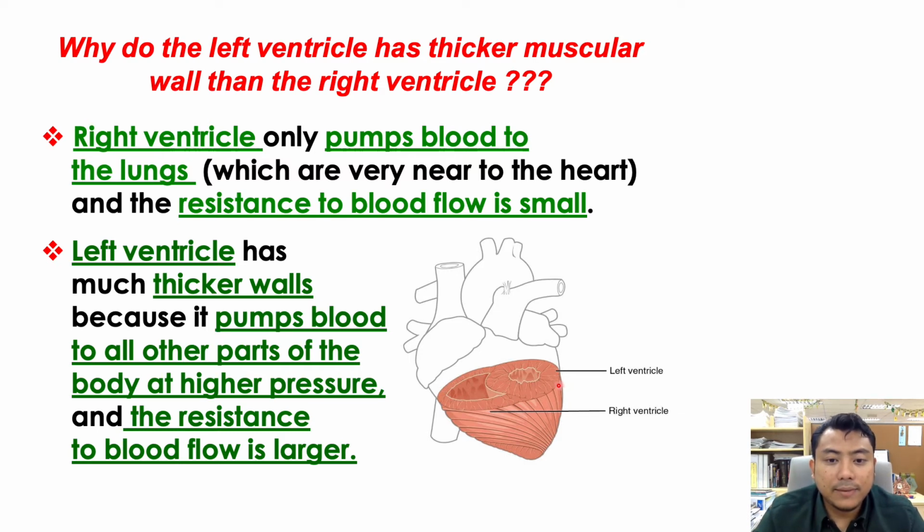Okay, so basically left ventricle ni kenapa lagi tebal daripada right ventricle? Okay, sebab right ventricle only pumps blood to the lungs. So dia nak hanya pergi hantar ke lungs saja, tak jauh pun, which are very near to the heart, and the resistance to blood flow is small. Maknanya rintangan untuk blood tu kecil sahaja. Whereas the left ventricle has much thicker walls because it pumps blood to all other parts of the body at higher pressure, and the resistance to blood flow is larger. Sebab dia nak kena hantar ke seluruh badan, ke seluruh anggota badan kita. So dia perlukan muscle yang sangat besar, sangat tebal untuk pump the blood out of it. Okay.